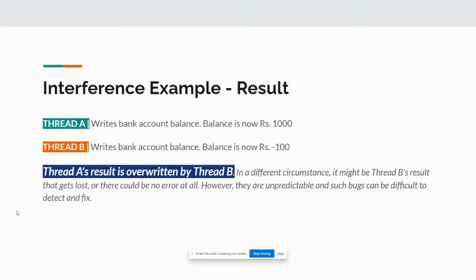So the issue here is, of course, you can see there is data inconsistency, data corruption, and another problem is that this behavior is unpredictable, because in a different circumstance, it might have been thread B's result that gets lost and overwritten by thread A's value, or there could be no error at all as well. So since this is unpredictable, these bugs can be difficult to detect and to fix.